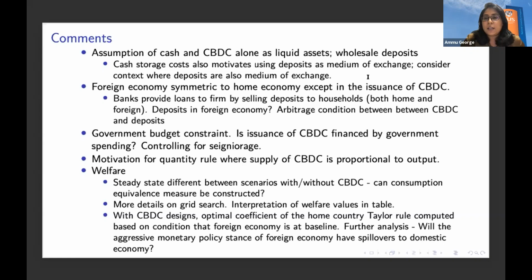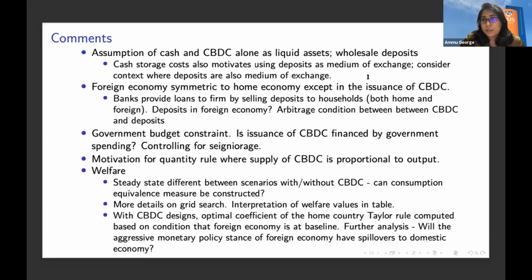And also another comment is with respect to the asymmetric model where only the home country central bank issues CBDC. So does this mean that the foreign economy agents hold deposits, domestic bonds, foreign bonds, and CBDC? Then how does the wedge between the deposit rate and the CBDC rate play out? What are the dynamics that drive it? Or is it the case that the deposit rate just mimics the risk-free rate? Some more detail on the dynamics between the deposit rate and CBDC rate would be interesting.